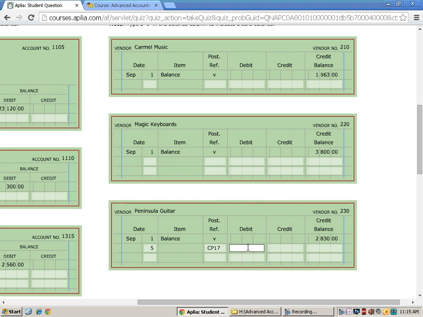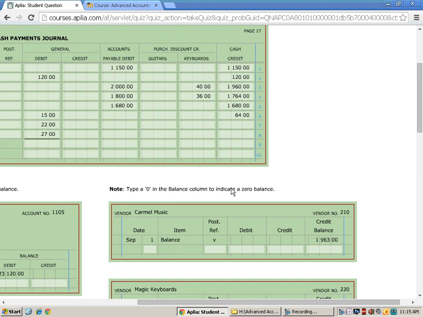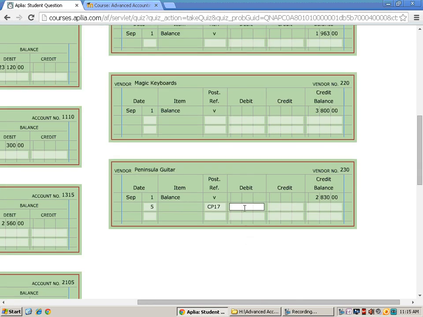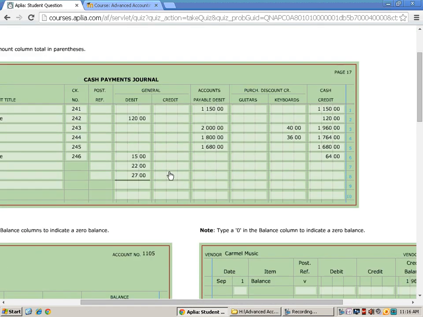And we're paying them off, so it's going to be a debit of $1,150. As our account title tells us, our heading tells us $1,150. We currently owe them $2,830, so they're opposite. When they're opposite, we subtract. So we now owe them $1,680. We're going to go back up in our journal, put our post reference of 230 for Peninsula Guitars.